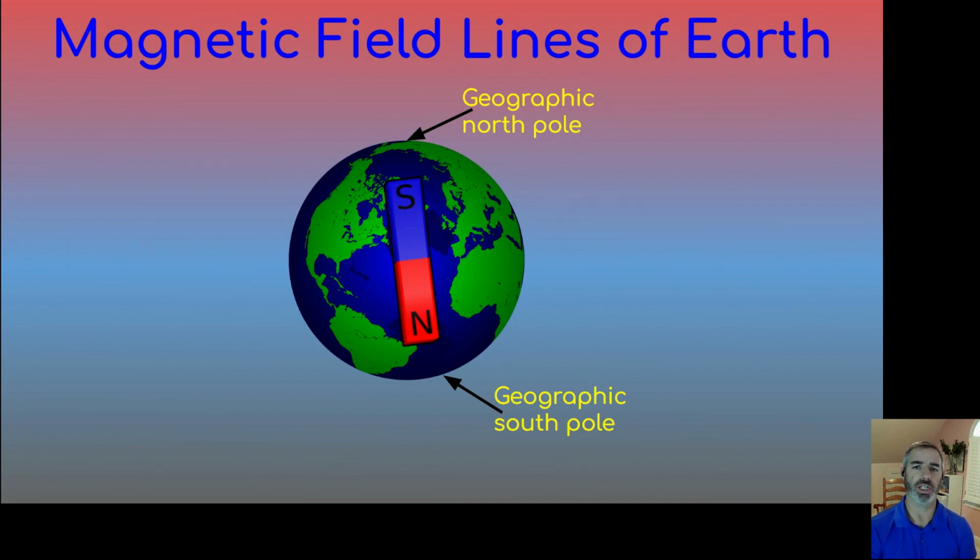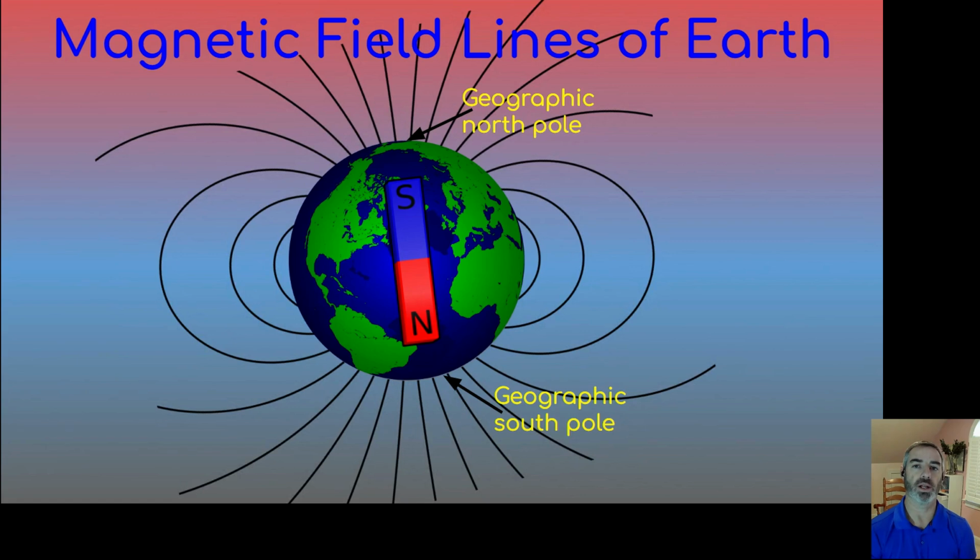What causes the magnetic field around the Earth is the flow of molten iron in the core of the Earth. That molten iron flowing causes the magnetic field. It aligns with the magnetic south pointing towards the geographic north pole and vice versa, with the north pointing to the geographic south pole. So that means the field lines are going to be oriented pointing out of the north pole of that magnet and towards the south pole.